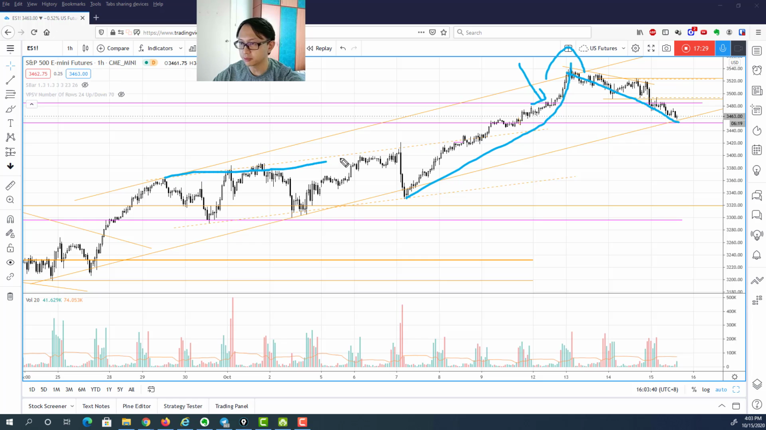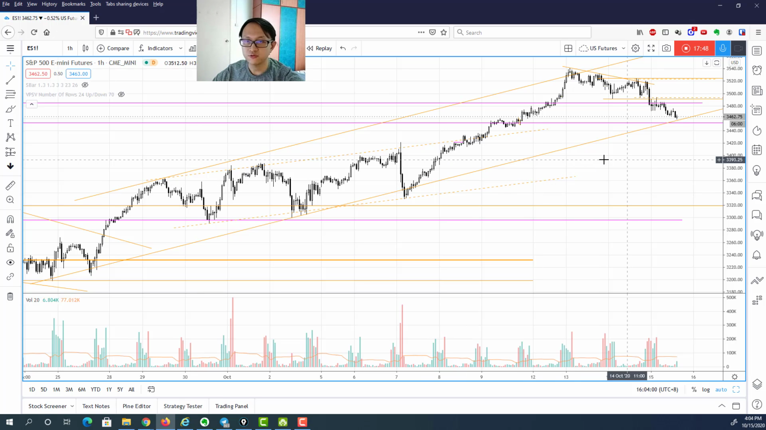And I won't be surprised if it just has a deeper test at around maybe 34.20. So that's acceptable as well. So you still can go back up, bounce up, and test the all-time high level. Alright, so that's how I view the market at the moment.